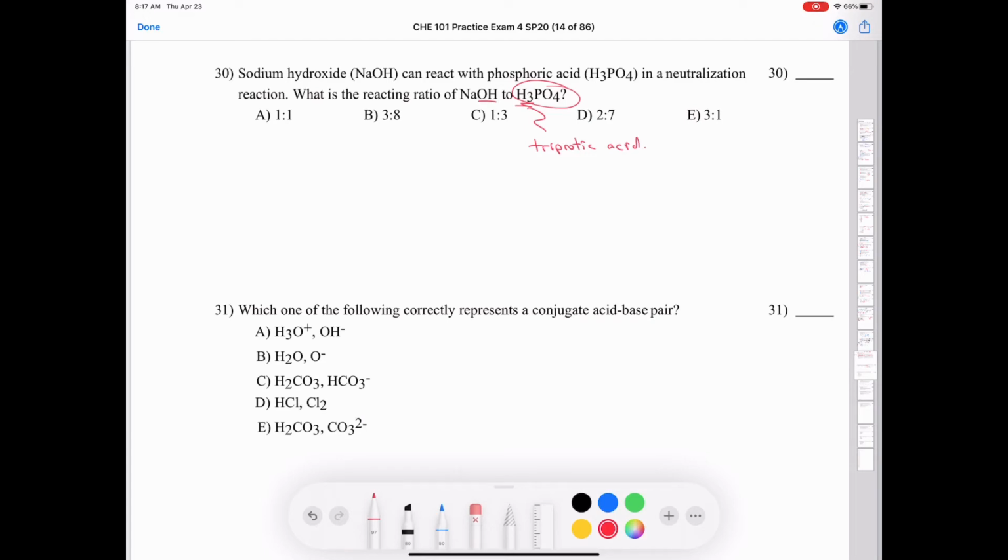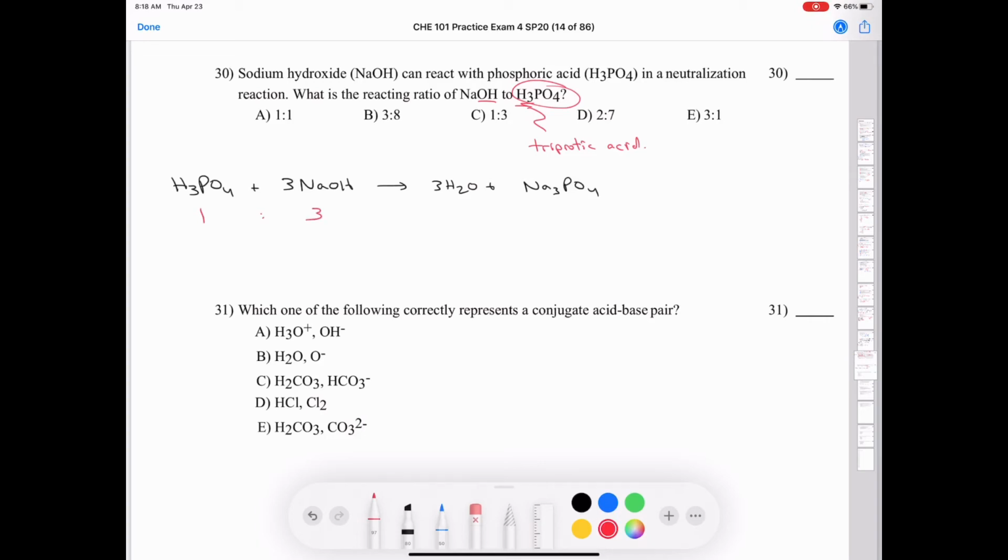And in sodium hydroxide, I only have 1 hydroxide. For every acidic proton, it's going to take 1 hydroxide to neutralize that and form water, because when we react an acid and a base, we get a salt plus water. That means when I take my phosphoric acid, H3PO4, I'm going to have to react it with 3 moles of sodium hydroxide in order to produce 3 moles of water plus sodium phosphate. And therefore, the ratio of acid to base is 1 to 3.